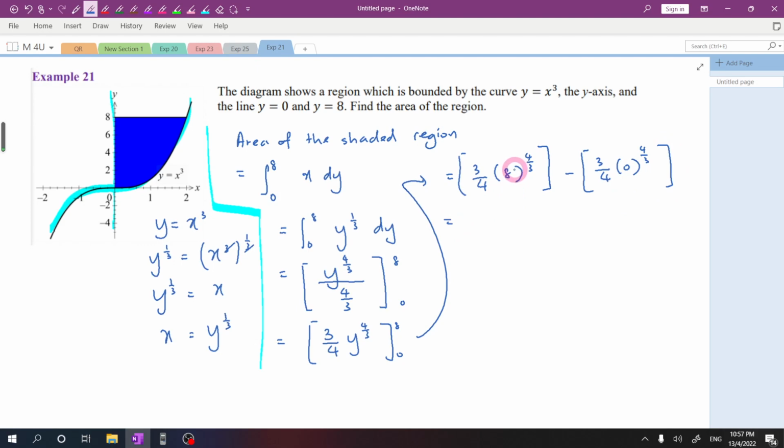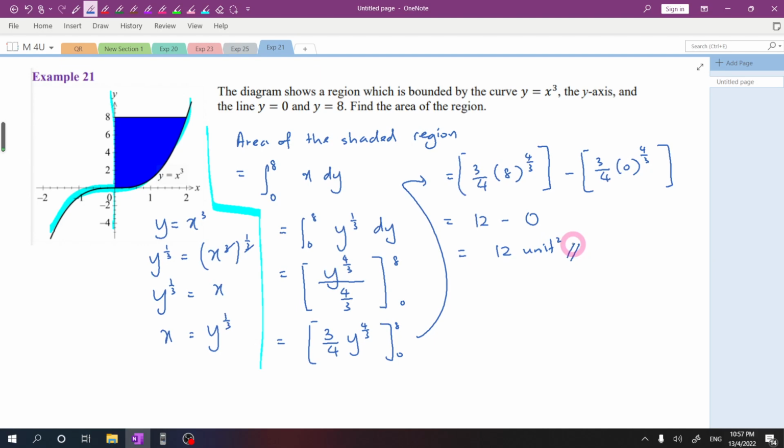Okay, so here you can just press your calculator, 8 to the power of 4 over 3 times 3 over 4. You will get 12 minus 0 raised to the power of 4 over 3 will still be 0. So 0 times 3 over 4, you will get 0. So the final answer is 12 square units. So this is one of the methods.